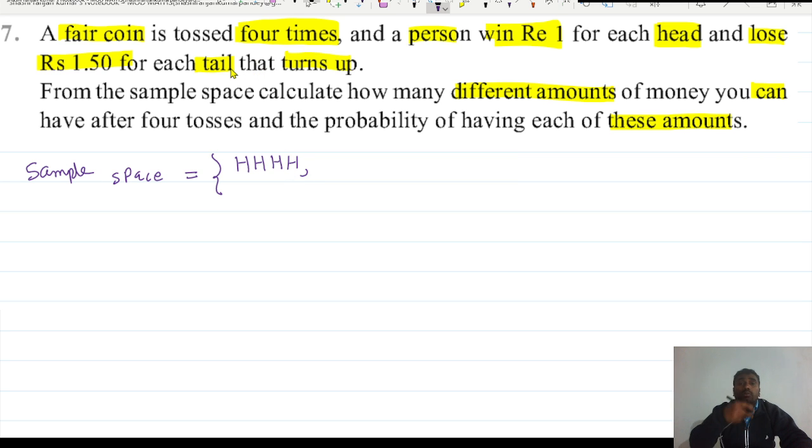So either you toss one coin 4 times or you toss 4 coins at the same time. Both are the same thing, so this should be very clear first. Now see, let us write all the situations.